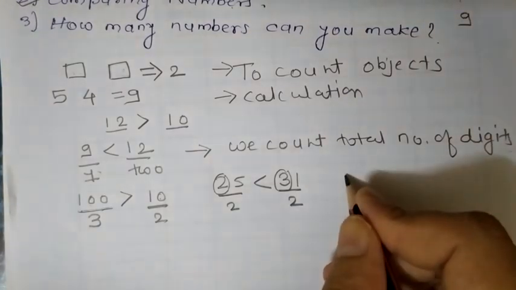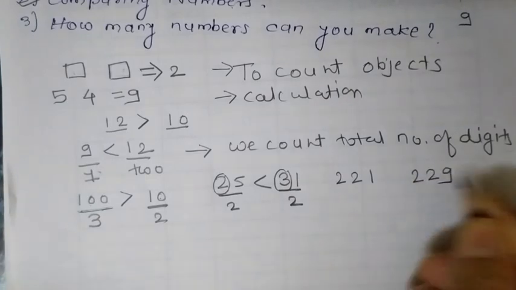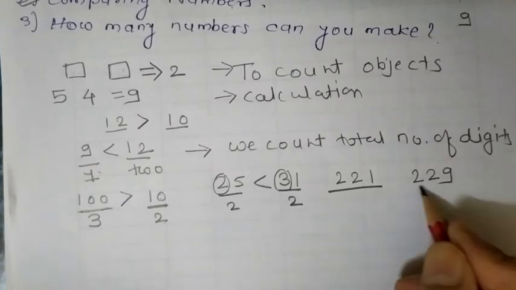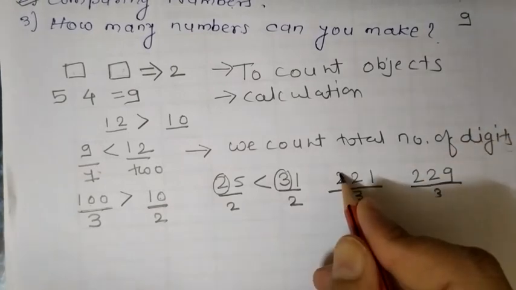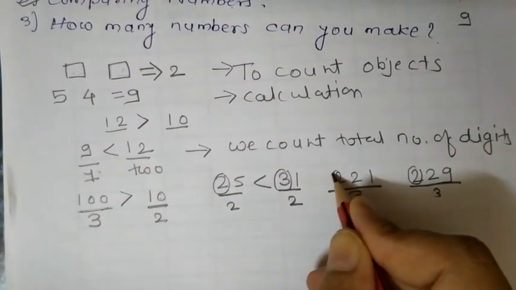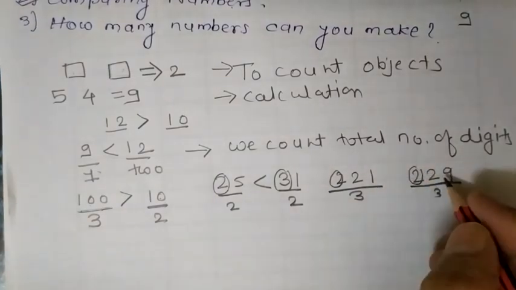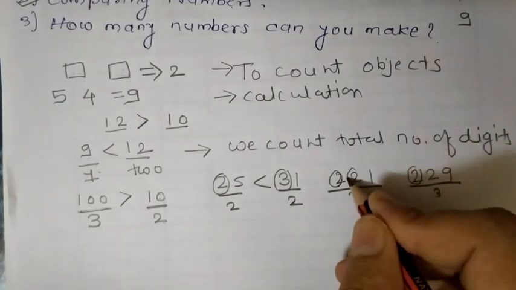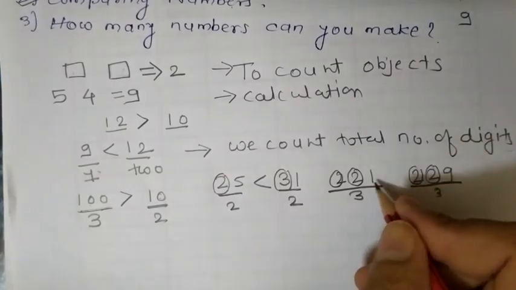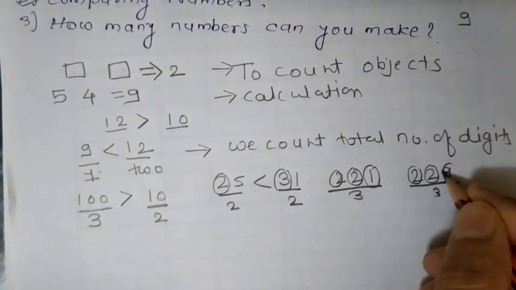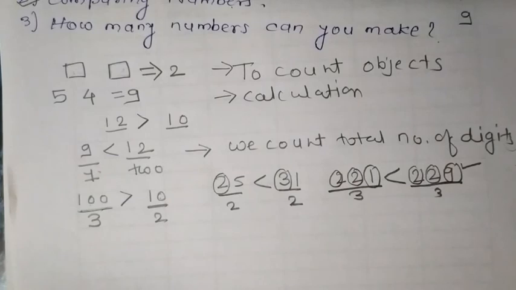One more example, 221 and 229. You check both numbers, equal number of digits, 3 and 3. Now how will you identify? Here in the left hand side we have 2, both sides 2, so we are not in a position to identify which number is greater. In the second place also we have the same number, but in the third place from the left hand side, here we have 1, here we have 9. So 9 is greater, so that's the reason 229 is greater than 221.